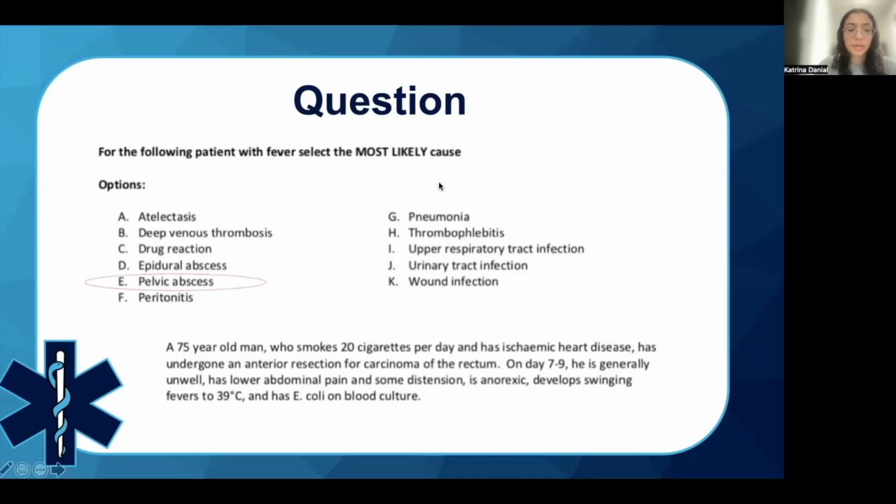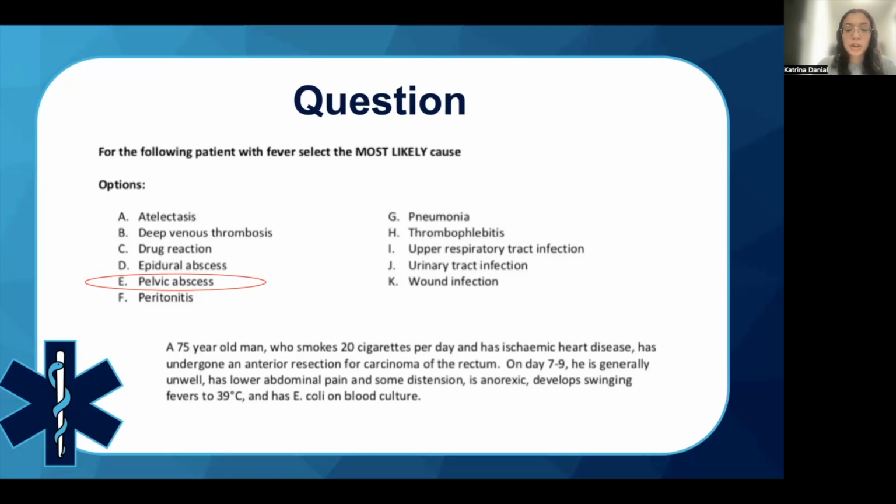Okay. The cause here is a pelvic abscess. Right? So let's talk about the risk factors this guy has. One, he's old. Two, he's a smoker. He has comorbidities. And he's had surgery on the rectum, which is already a dirty area because of all the fecal matter that's contained there.